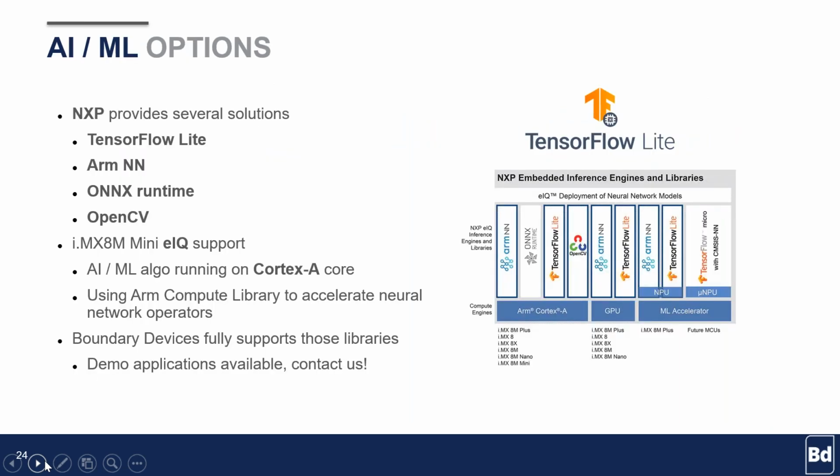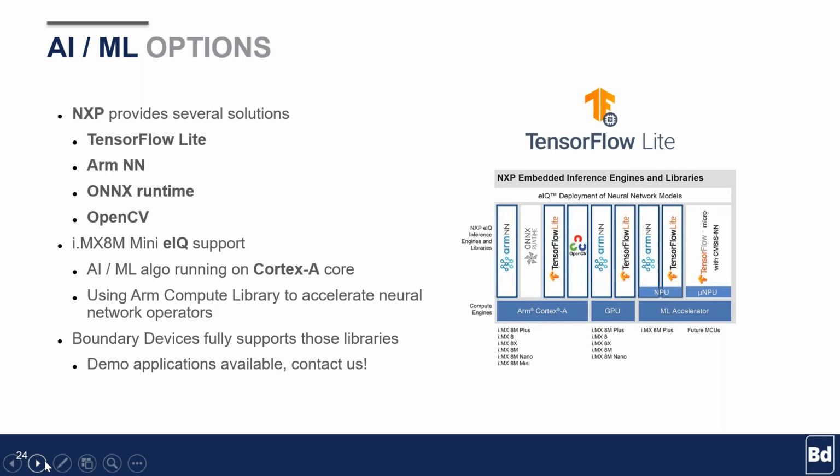Now let's have a look at another aspect, which is artificial intelligence and machine learning. We are seeing more and more requests in that field because customers want to do as much processing at the edge as possible, so on the platform. They don't want to rely on any cloud processing. That is why NXP provides the eIQ framework that includes TensorFlow Lite and OpenCV frameworks or Arm NN. Those frameworks allow you to do things like facial recognition, object detection, image classification, and so on.